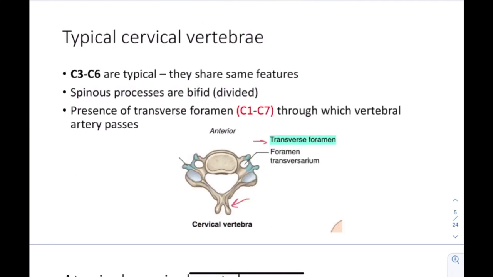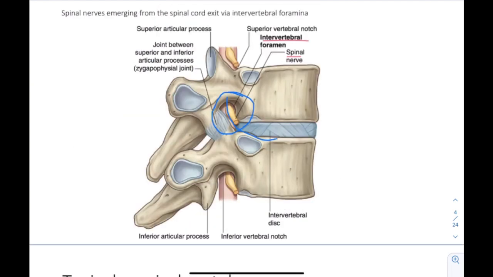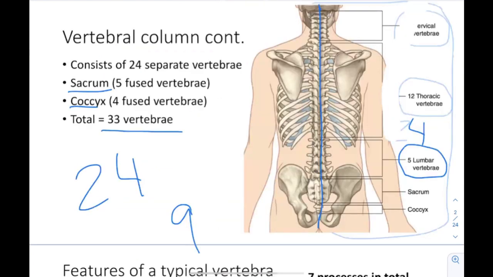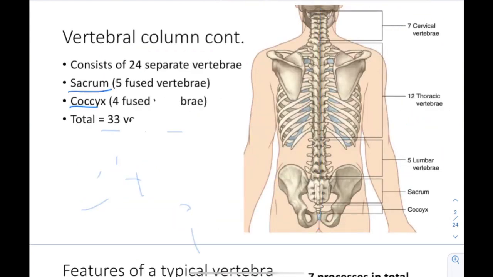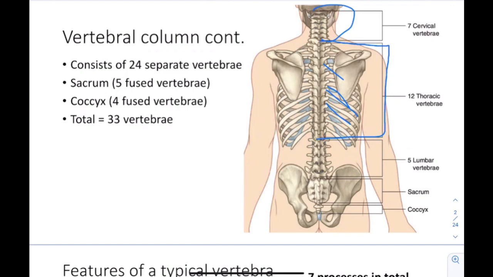Okay, so let's talk about typical cervical vertebrae. Actually, before I start, the cervical vertebrae are in the neck region, so right here. And then the thoracic vertebrae are in the chest region. And they're very special because they actually articulate with ribs, as you can see. And then the lumbar vertebrae are in the lower back region, right here. The sacrum and the coccyx are in the pelvic region.